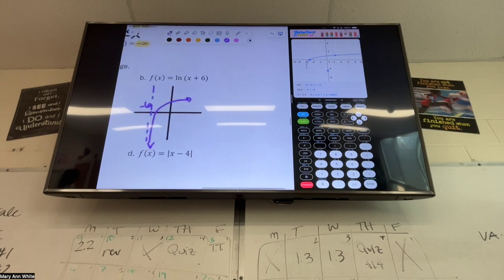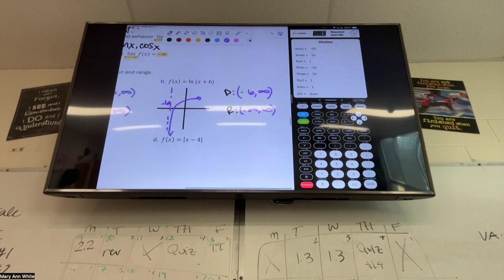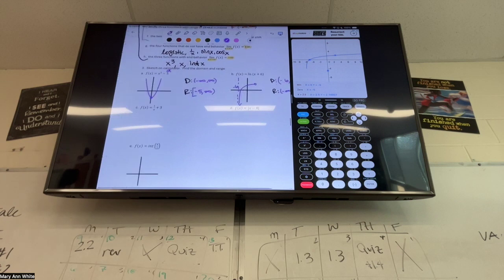So that being said, what's my domain? Negative 6 to infinity. Good. Is it going to be parentheses or bracket at that negative 6? Good. That asymptote means we don't have a point there. What about my range? Good. Negative to positive infinity. Why doesn't the graphing calculator show it at all? Because the graphing calculator has a hard time showing that we are approaching something, not actually hitting it.